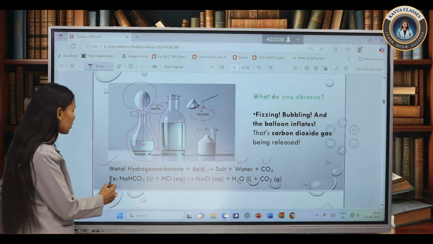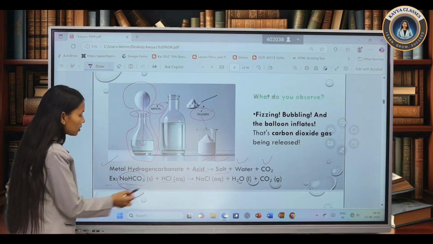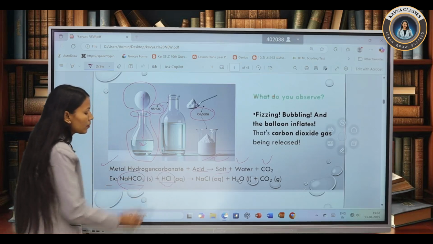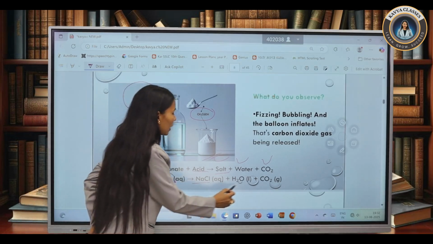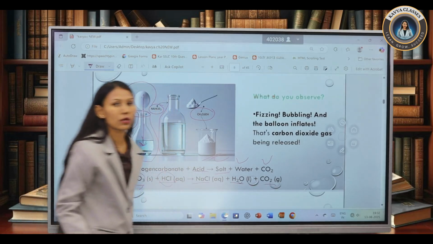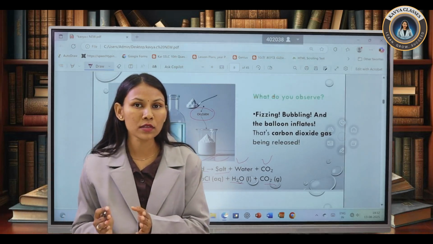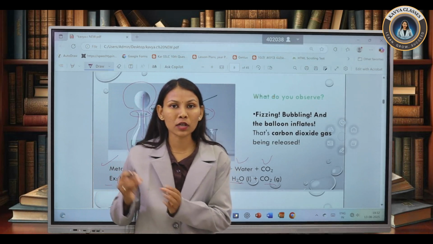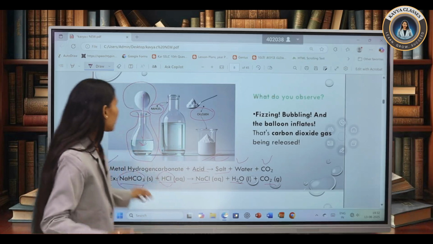Yes. So for example, NaHCO3 and HCl. This is a base, baking soda, and this is the acid. Once they react together, they will form a salt and water as well as carbon dioxide. So once a metal hydrogen carbonate reacts with the acid, what happens? The products are salt, water, and carbon dioxide, children. Yes. Let's see next.